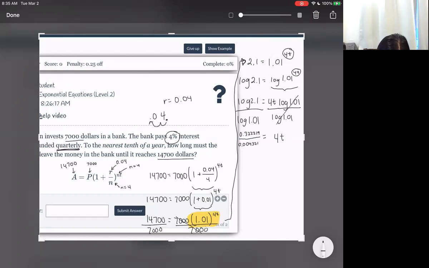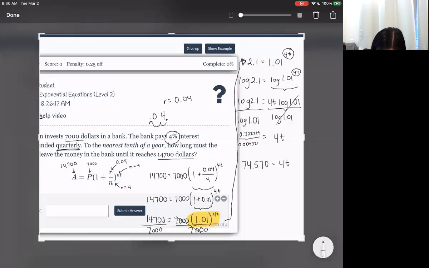So when I divide both of these, 0.322219 divided by 0.004321, I get 74.570 is equal to 4t. Okay. Pausing here, are there any questions?